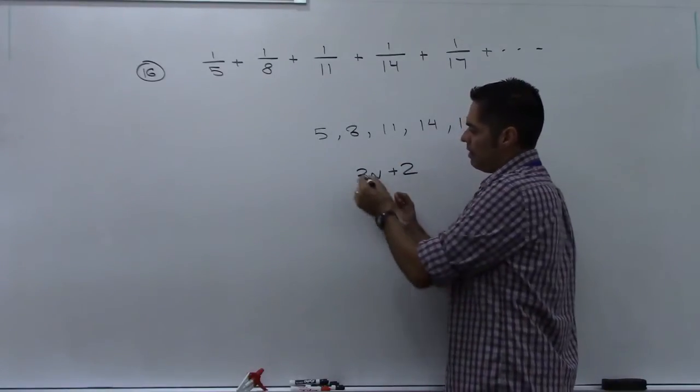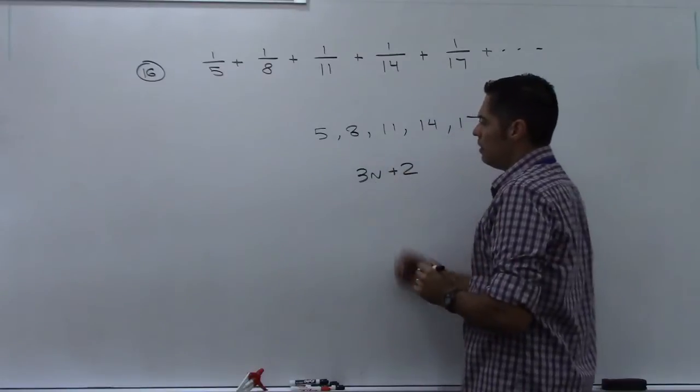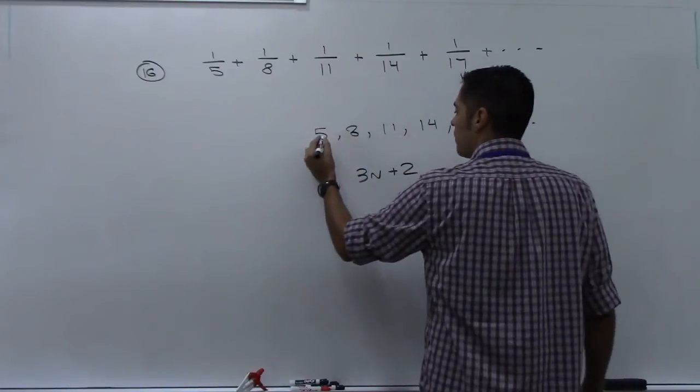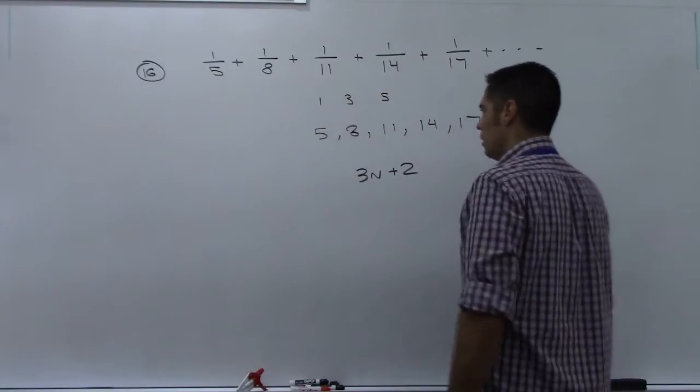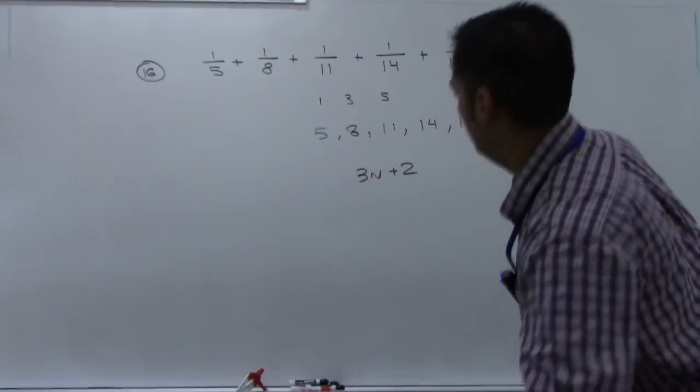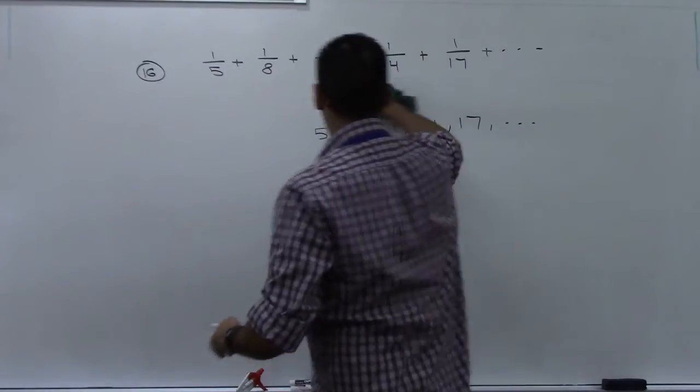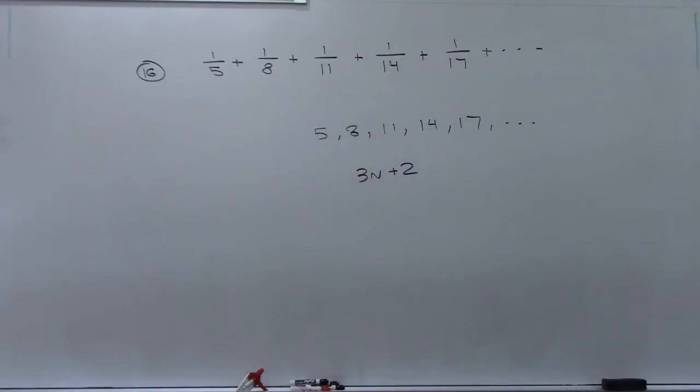If I plug in 3, that's 9, plus 2 is 11. So really what I did is I took 1, 3, 5. No, you know what? I won't do it that way. I think I made enough sense. I don't want to confuse you. All right, so that should be it.